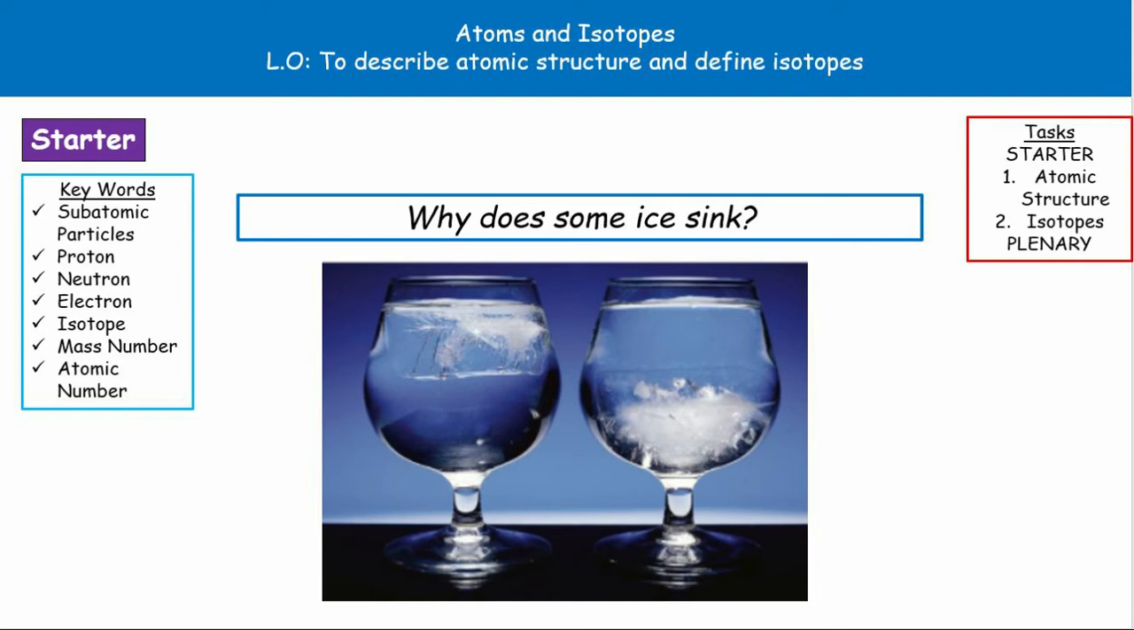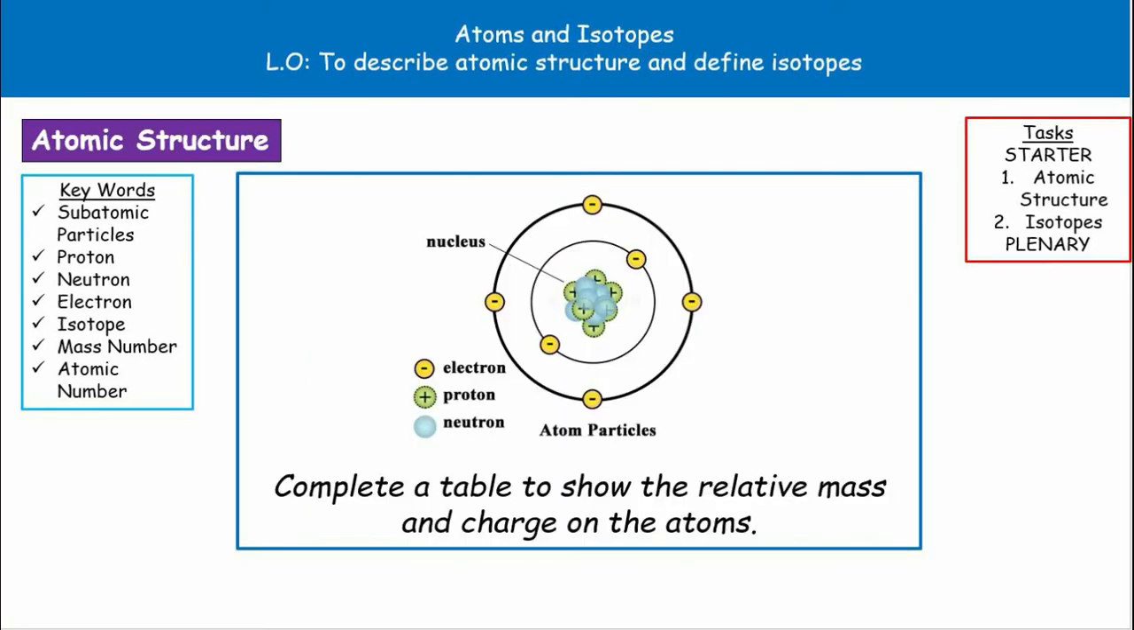Now, the reason that some ice will sink is because it's made of a substance called heavy water. Hopefully we know from the periodic table that hydrogen normally only has a proton in its nucleus, no neutron at all. But there is a different form of hydrogen that has both a proton and a neutron in its nucleus. So if that hydrogen is used to make the water molecules, then when it forms ice, it sinks. I'm hoping you've already got this diagram of the atom from our starter.